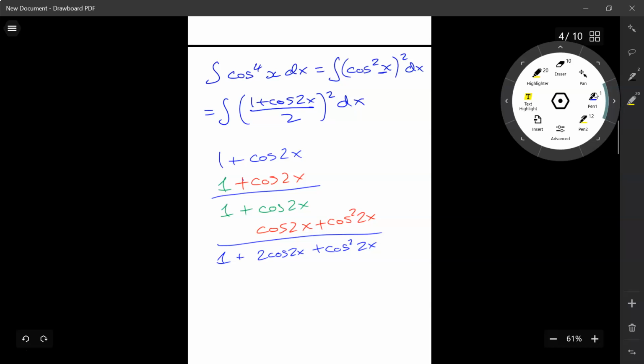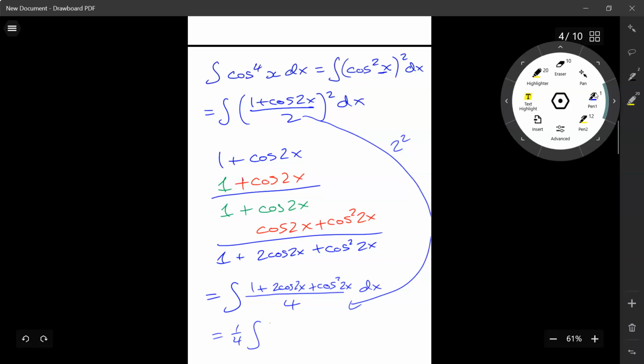So what that gives me when I multiply it out is equal to the integral of 1 plus 2 cosine 2x plus cosine squared 2x dx over 4. That's because the 2 here is squared, so 2 squared is 4. And then I can take that quarter outside, so it gives me a quarter times the integral of 1 plus 2 cosine 2x plus cosine squared 2x dx.